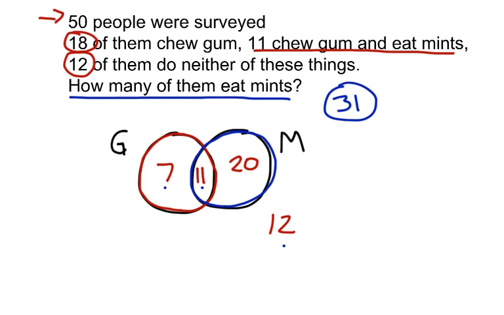Now, if you're thinking, wait a minute, shouldn't the answer be 20? Well, these people over here, those 20 people, they eat mints and don't chew gum. Notice they're inside the mint circle and they're outside the G circle. So they eat mints and don't chew gum. The people here in the middle eat mints and chew gum. Well, the question asked me, how many of them eat mints? Well, that's everybody inside that circle, so we want to count all 31 of them. If the question had said, how many of them eat mints and don't chew gum? Then the answer would be 20. But for the question we were given, our answer is 31.